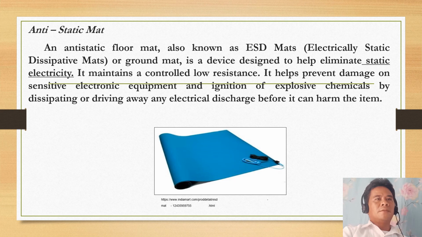So the number 2 device is an anti-static mat. So what is the function of the anti-static mat? So an anti-static floor mat, also known as ESD mats, or electrostatic dissipative mats or ground mat, is a device designed to help eliminate static electricity. It can maintain a controlled low resistance. It helps prevent damage on sensitive electronic equipment and ignition of explosive chemicals by dissipating or driving away any electrical discharge before it can harm the item.